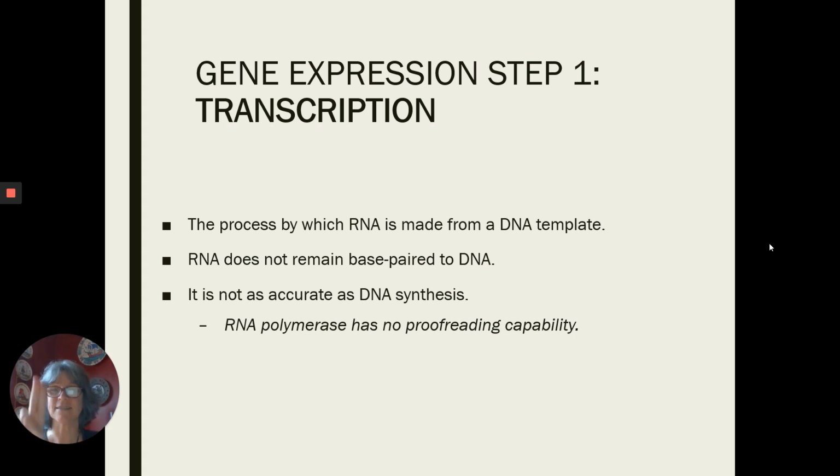In transcription, I'll come in and I'll separate my strand out so that my RNA polymerase can come in and use this template strand to build the RNA. And then the DNA comes back together and the RNA goes out. In eukaryotes, it goes out of the nucleus to the ribosome to build a protein. And in prokaryotes, it just goes out to find a ribosome in the cytoplasm. So as I said, RNA polymerase has no proofreading, so this is not as accurate of a process as DNA synthesis.